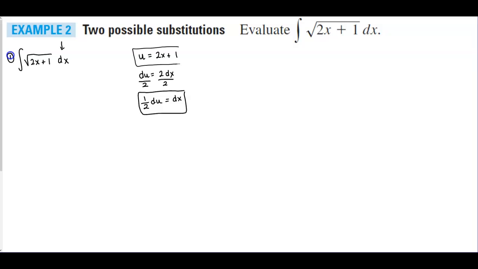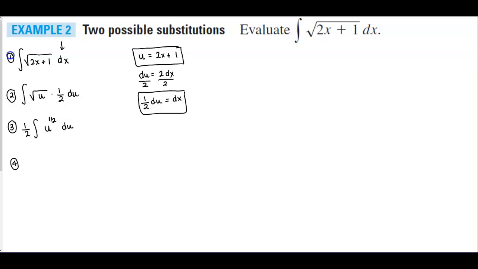Okay, and we know that u is going to equal 2x plus 1. Okay, so now what we can do is we can rewrite this as the integral of, well, we know that 2x plus 1 is u, and we know that dx is going to be 1/2 du. Okay, now we can factor out the constant, which is 1/2. So we have 1/2 times the integral of the square root of u, which is the same thing as u to the 1/2 du. And now we need to find the antiderivative of u to the 1/2.